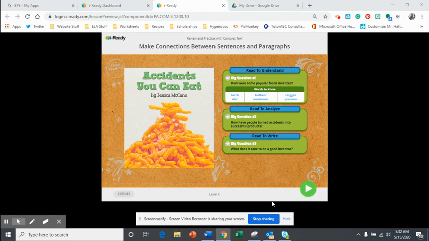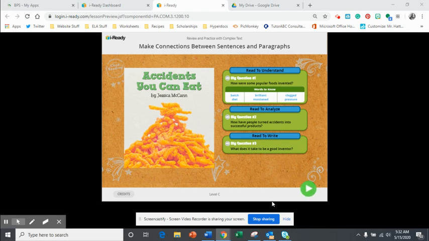Okay. Lots and lots of questions on organization. So you're searching for those signal words that tell you how the text is organized. Okay. And then, of course, the third read is the read to write. And the big question for that is, what does it take to be a good inventor?